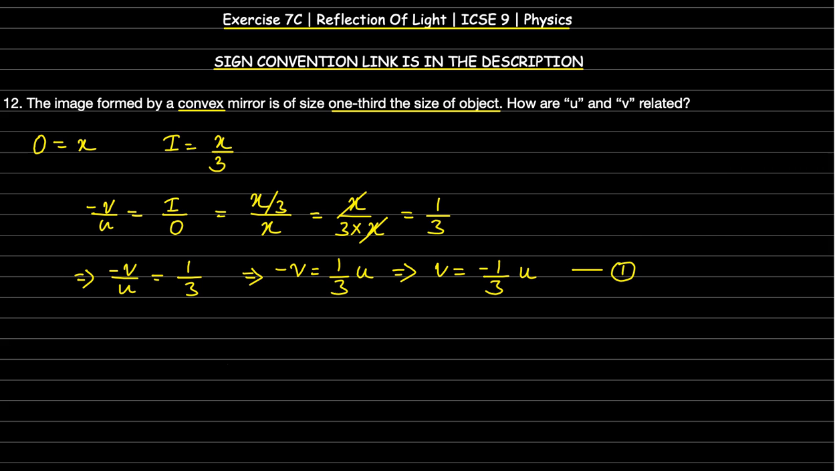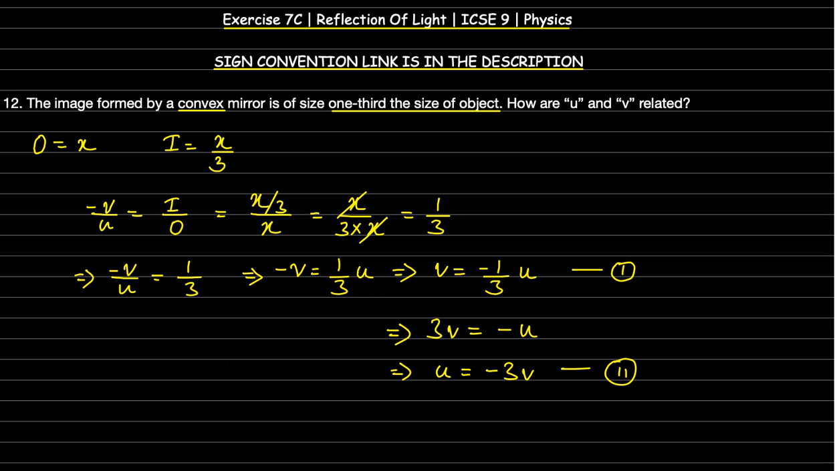Now if we transfer 3 to the other side, what do we get here? We get 3V is equal to minus U. If I again multiply the entire equation by minus 1, I get U is equal to minus 3V. So that is equation 2. So these are the two ways how we can relate U and V. You can either leave it here or you can leave it here. It is totally up to your choice. Both are accepted by the teachers.